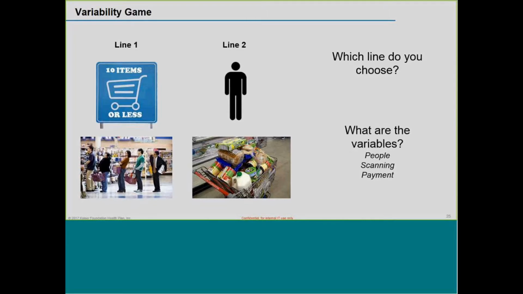There really is not necessarily a right or wrong answer to this question, but generally, if we look at line 2, there are fewer variables. There is a variable of scanning. There may be more total items in that cart, but there are less variables total when you're looking at the variable game and the weight that those variables can impose on your process.